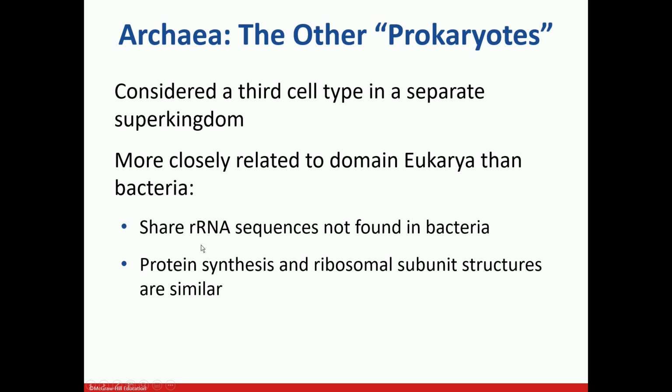On the basis of this kind of sequencing, scientists came to know that although archaea are morphologically very similar to bacteria, they are more related to eukaryotes. They share RNA sequences not found in bacteria. On the basis of this sequencing, they came to know they resemble eukaryotes more and bacteria less. But morphologically they are very similar to bacteria. The structure is similar to bacteria. So now they have been categorized in a different group.